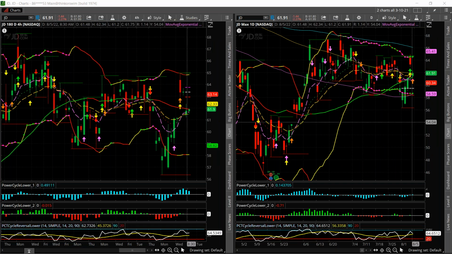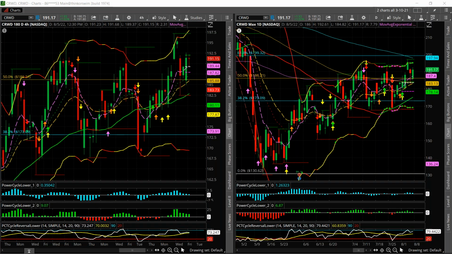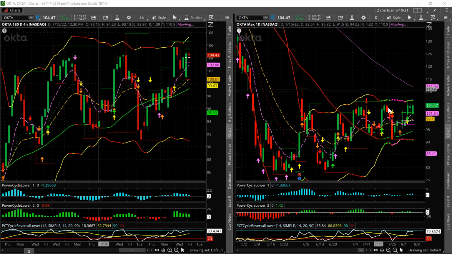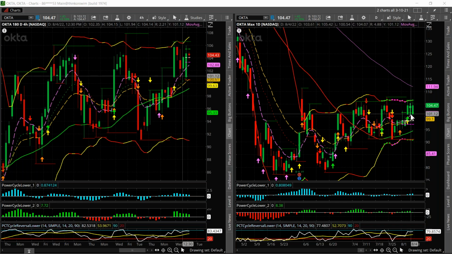Not a bad squeeze. Here's CrowdStrike. Here's one that looks kind of interesting. This is coming up into earnings. Okta, this might be one to follow after earnings. This thing is really tight and coiled. So just a bunch of different ones there.